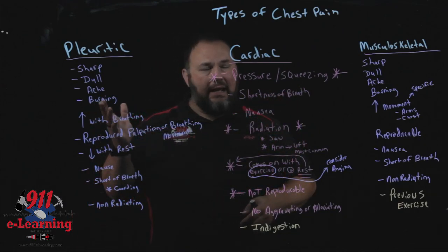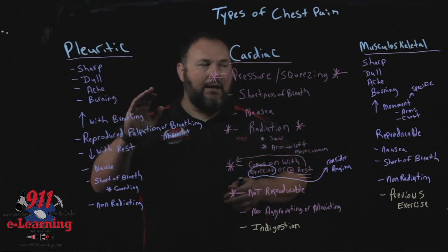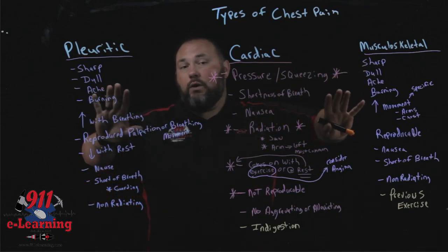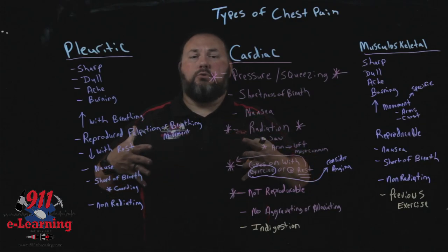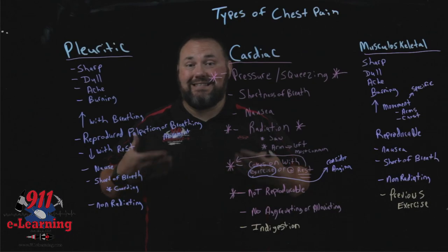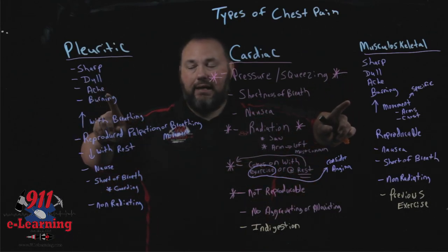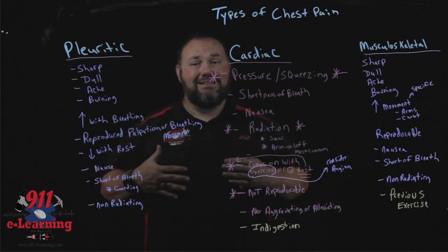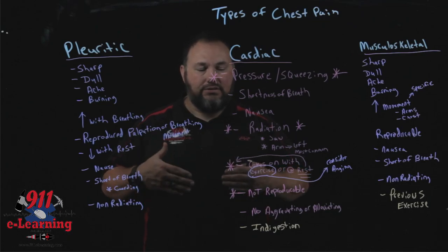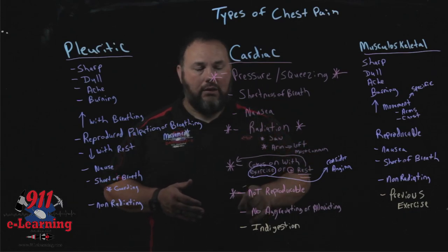Your musculoskeletal pain and pleuritic pain, both of which have the sharp, dull, ache, burning type pain, those pains can be reproduced with palpation, deep inspiration, movement, anything like that will reproduce the pain, and it's the same pain. That leads you more towards a pleuritic or musculoskeletal pain versus a pain that you cannot reproduce. You can't make the same pain. You can't make it better or worse. That is more cardiac related.